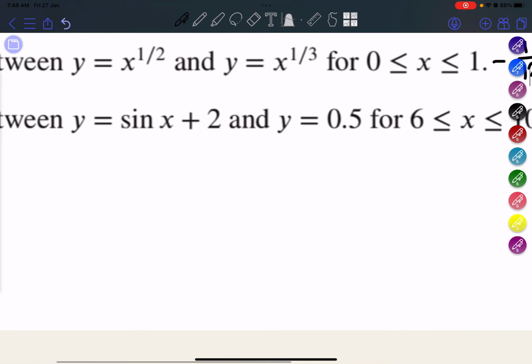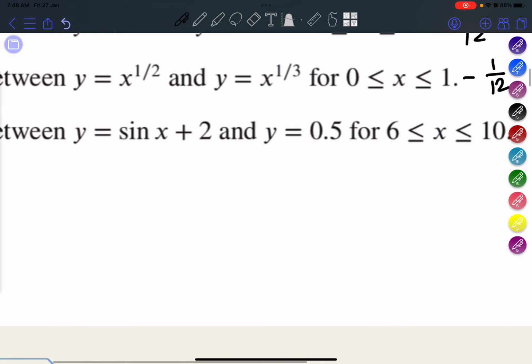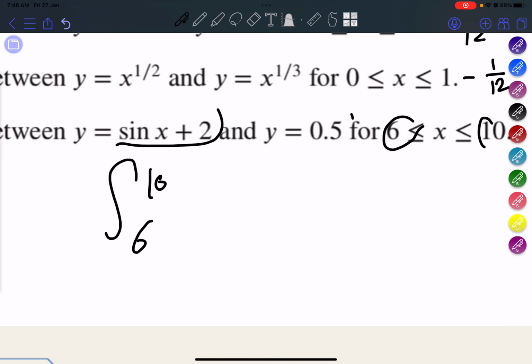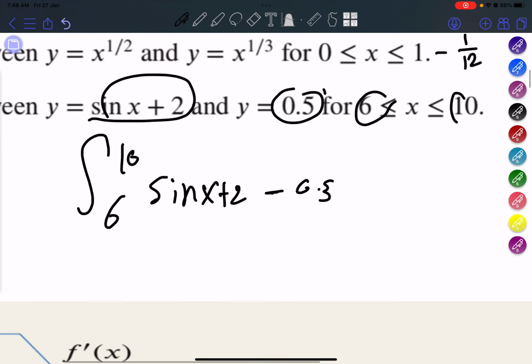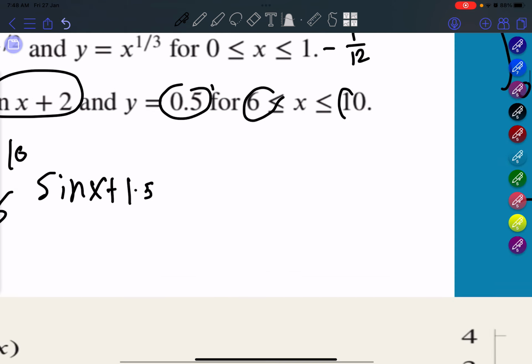So let's write our integral. Here, 6 to 10. First function is sine x plus 2. Second function minus 0.5. Now to save a lot of work and steps, we will just add 2 and negative 0.5, which becomes 1.5. Now we know that the derivative of cosine x is negative sine x.